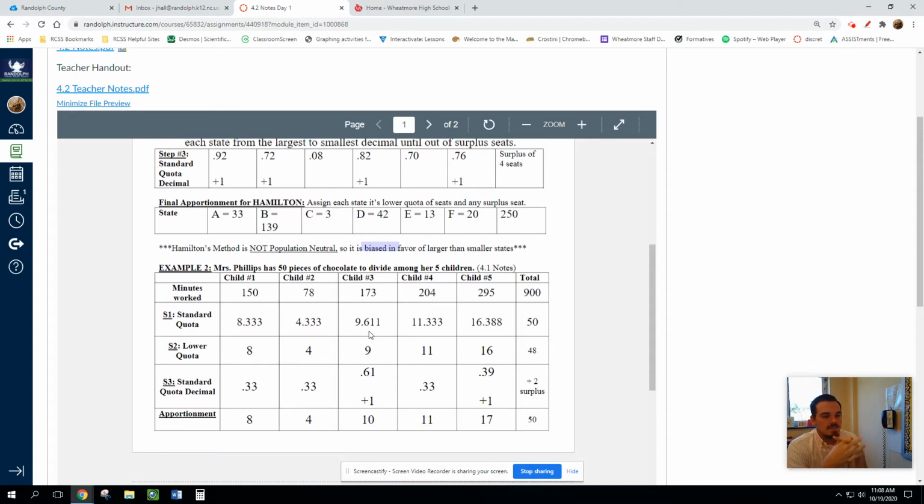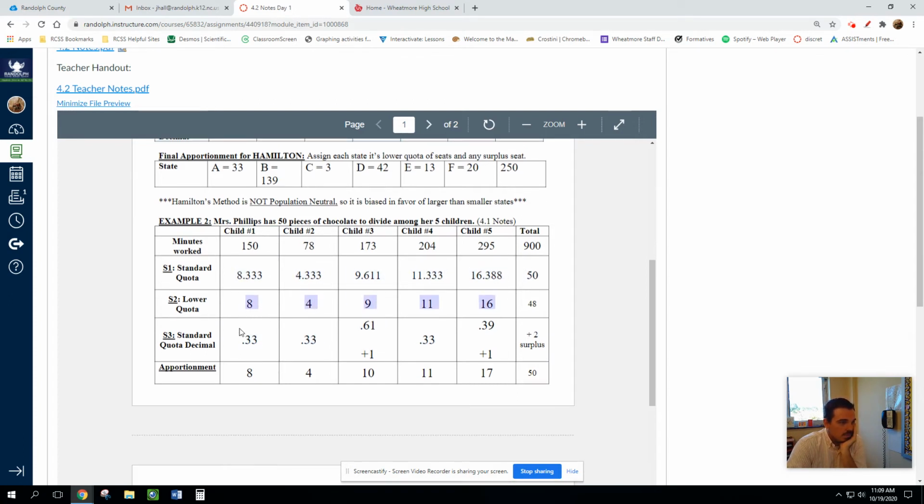Let's stop thinking about this as it relates to states and go into example 2 with Mrs. Phillips. Mrs. Phillips has 50 pieces of chocolate to divide among her 5 children. We did this back in 4.1 as well, so all of this information you already have. We found the standard quotas, then the lower quota, and since there's a surplus of 2, we need to find who has the higher decimals. So 0.61 and 0.39, those are the 2 bigger decimals. So child 3 and child 5 get the extra pieces from that surplus. And there's the apportionment as it's been divvied out.